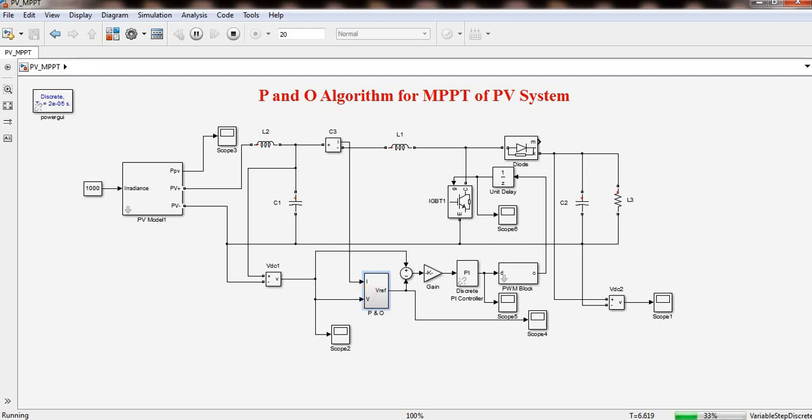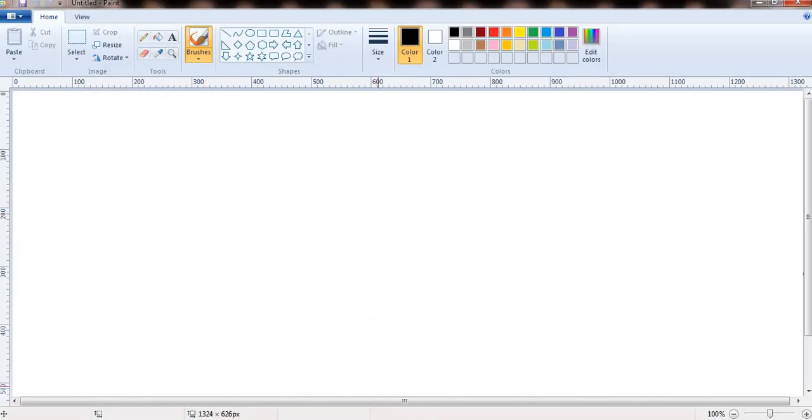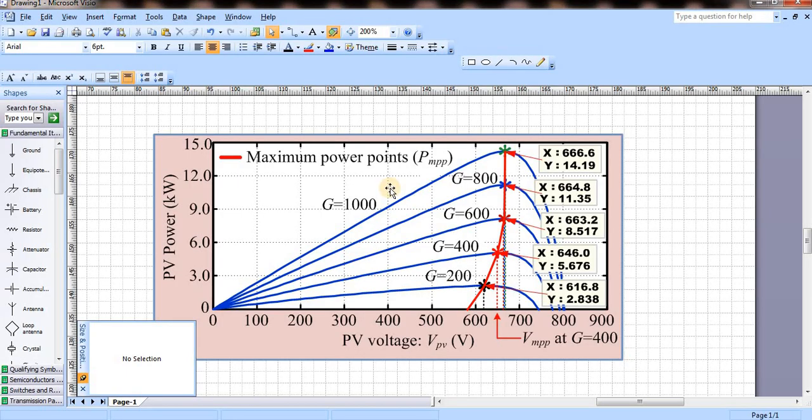The procedure is the same. I have to add the delta V, and at the maximum level dp by dv equals 0. That is the only procedure we have to follow. When dp by dv equals 0, at that point we can say that we have the maximum power.